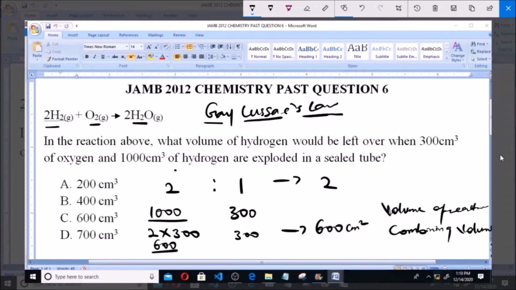Now, to find the remaining volume will be equal to 1000, which is the volume of hydrogen, minus the reacting or the combining volume, which is 600, and that is equal to 400 cm³. So 400 cm³ is the volume of hydrogen remaining, which is the volume that is left over after the reaction. So the answer to the question is option B.